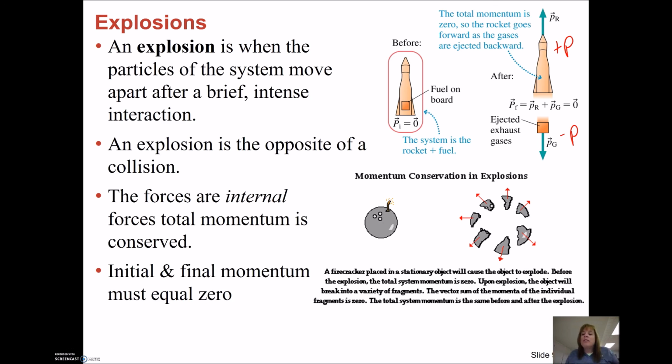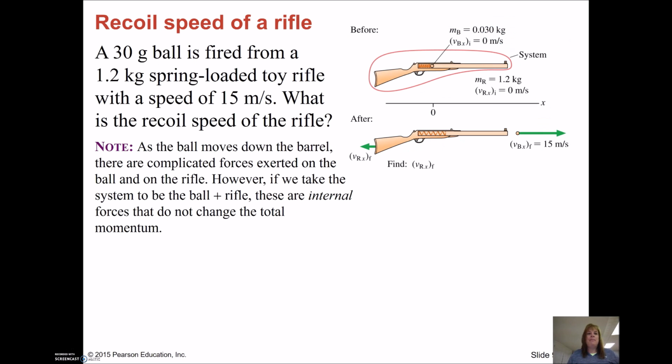Now that's true in all dimensions. So if I have an exploding bowling ball, this looks like a bowling ball, doesn't it? Because it's got little finger holes. An exploding bowling ball initially is at rest, which means that the total momentum initially is zero, which means the final momentum, when I add it up in all dimensions, has to also equal zero. So conservation of momentum is a great way to find out information about speeds of objects after collisions.